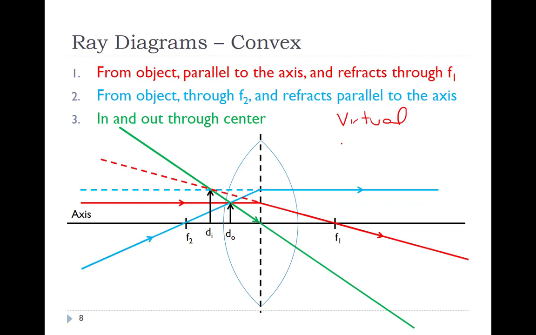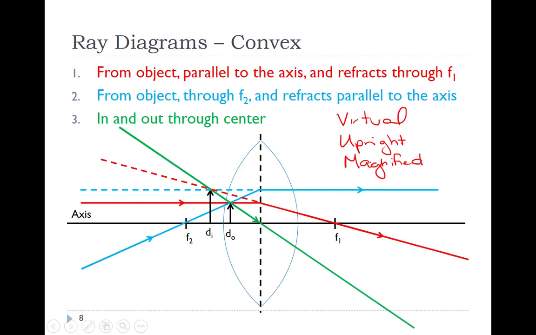Both arrows point up, therefore the image is upright. And we see the image arrow is taller than the object arrow, so it is magnified. Virtual, upright, and magnified.